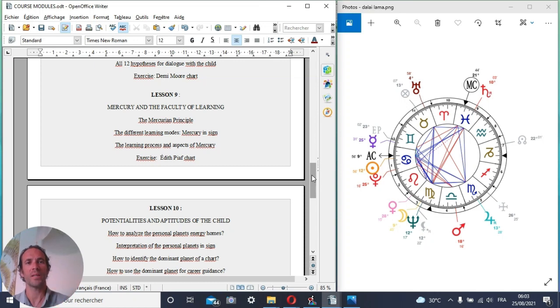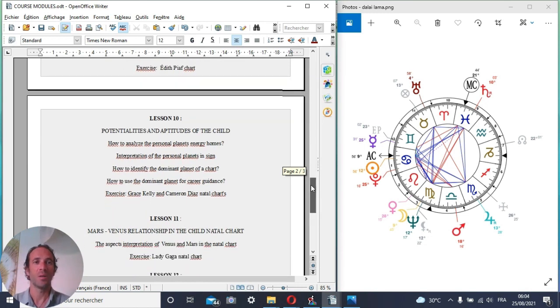Lesson number 9, Mercury. Mercury in sign, or is this brain, how he learns, which way is easier for him, for her to learn, what's the process. We see Mercury in sign and Mercury aspects. So Mercury here, and we see the aspect and interpretation of the sign for lesson number 9.